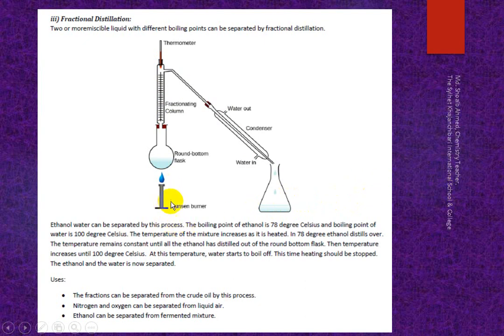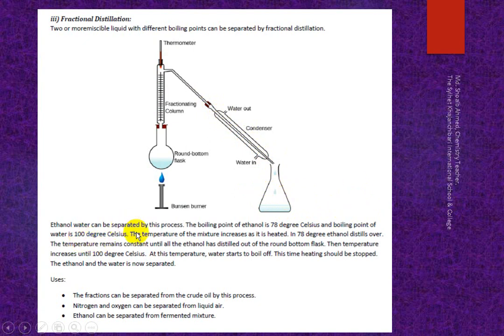Now again we start heating, and the temperature is increasing. At 100 degrees the water starts boiling, then the water vapor comes to the top and in the condenser it condenses into liquid, then drops and is collected. This way we can separate it, then this conical flask is taken away. This way you can separate more than one liquid using fractional distillation.